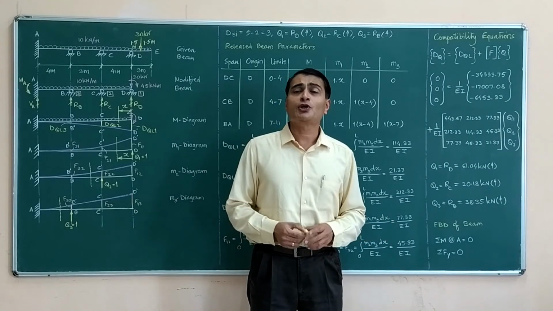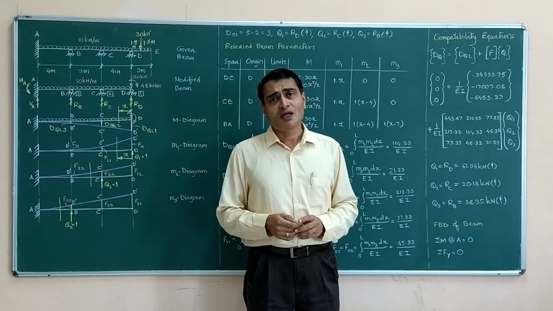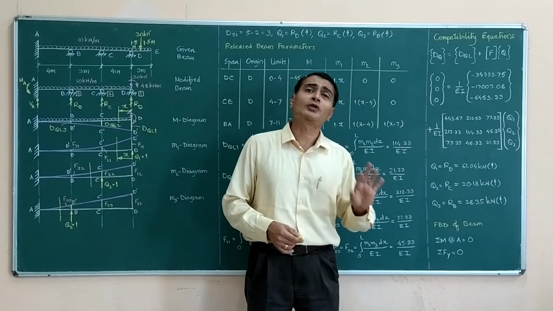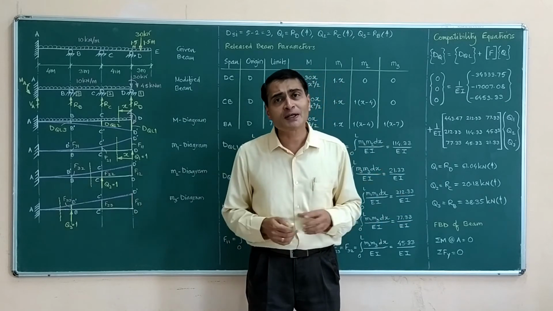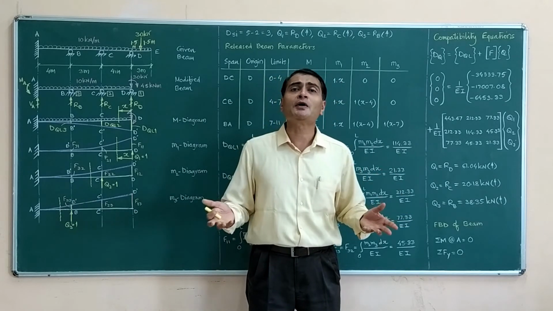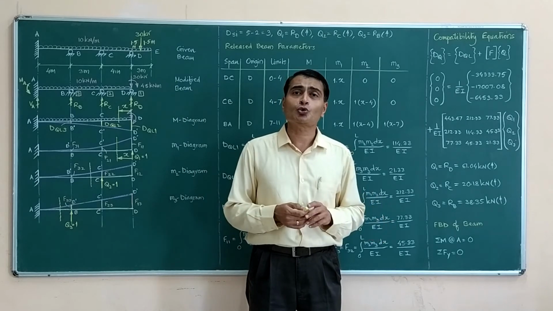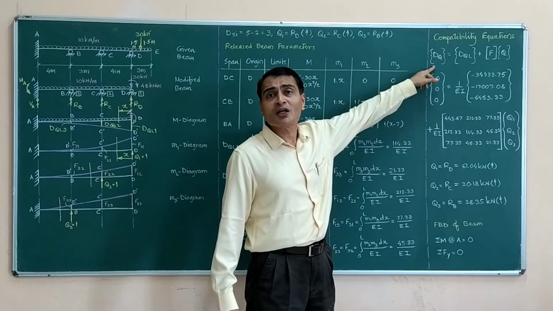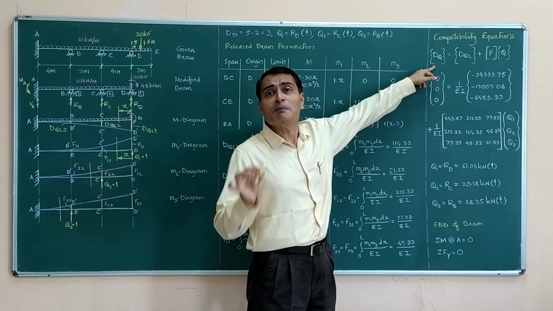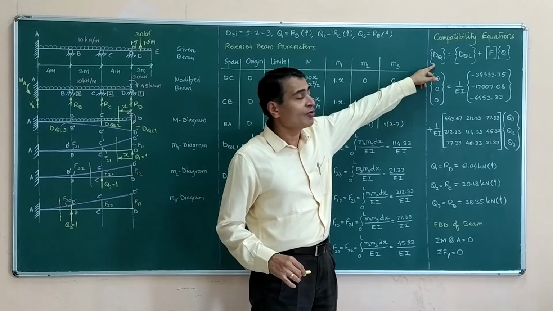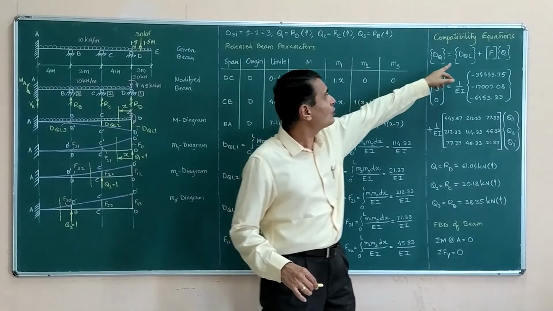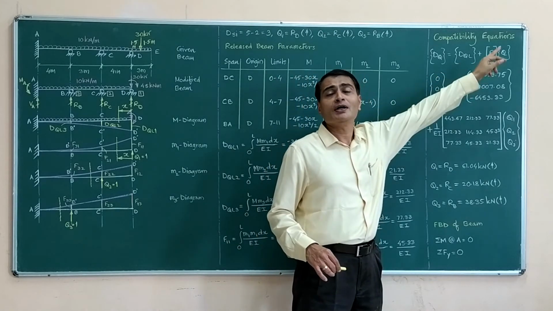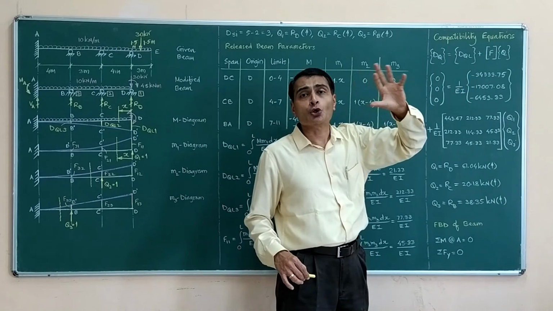After finding DQL 1, 2, 3, F11, F22, F33, F12, F13, F23, after finding all flexibility coefficients, we finally come to the compatibility equation, the superposition equation, which in the last example we have clearly developed. It is vector dq is equal to vector dql plus matrix F into redundant vector Q.